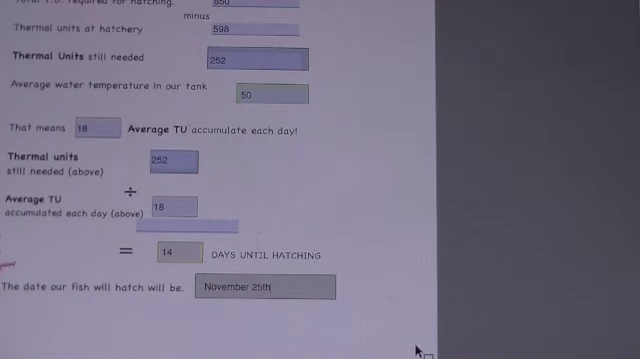In the meanwhile, we'll be checking them from time to time to see how our eggs are doing and to check our water quality, our pH, and those kinds of things.